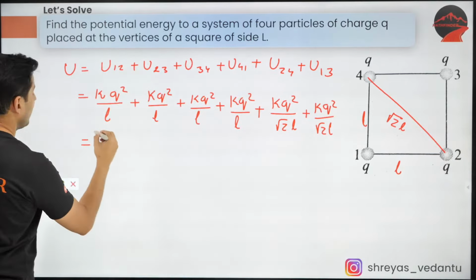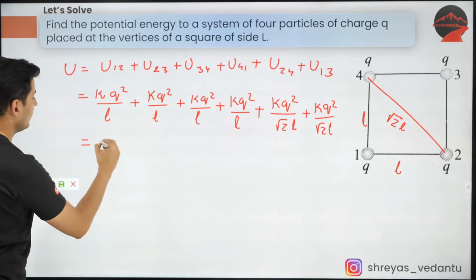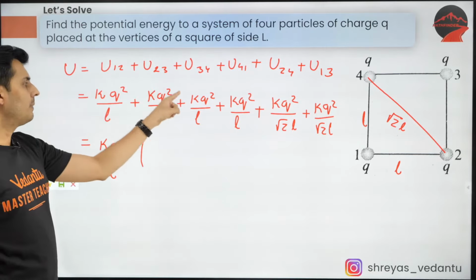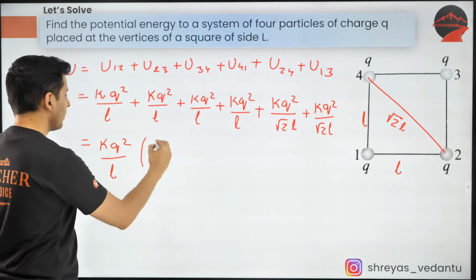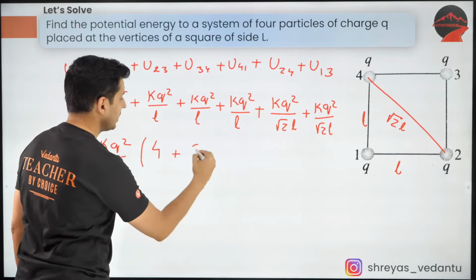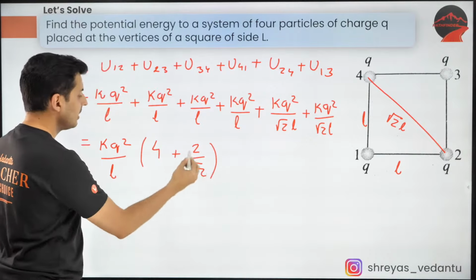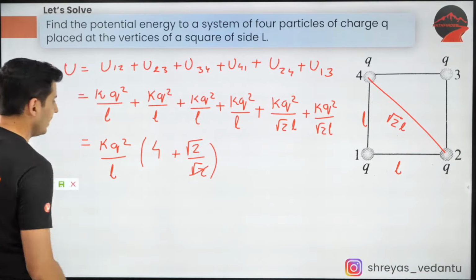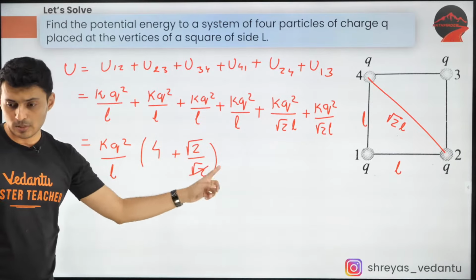Actually, take out a few things common, like KQ square by L is common. 1 plus 1 plus 1 plus 1 is 4. 4 times 1 plus 1 by root 2 plus 1 by root 2 is 2 by root 2. That's it. Now root 2 cancels. You're going to get root 2 over here. And that's the answer, guys. 4 plus root 2.